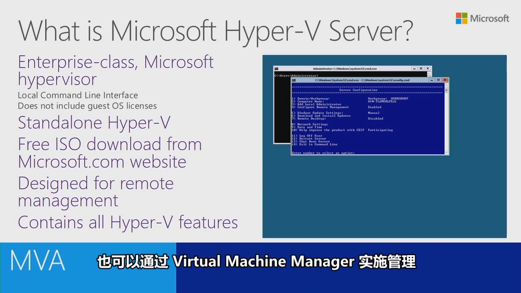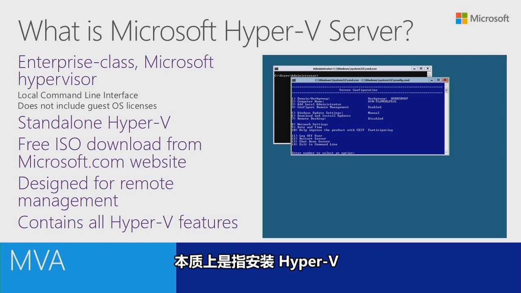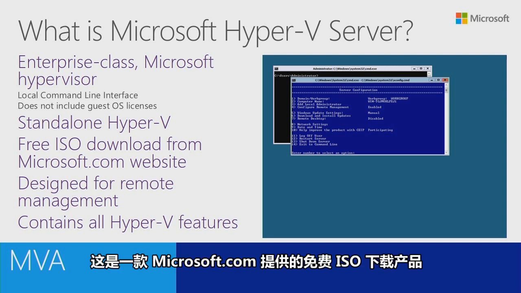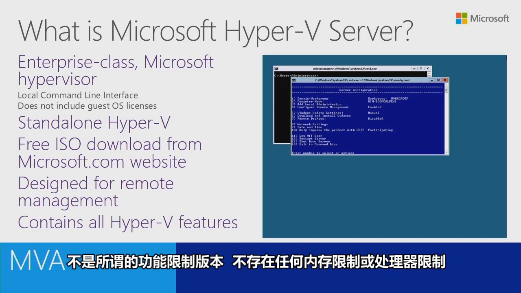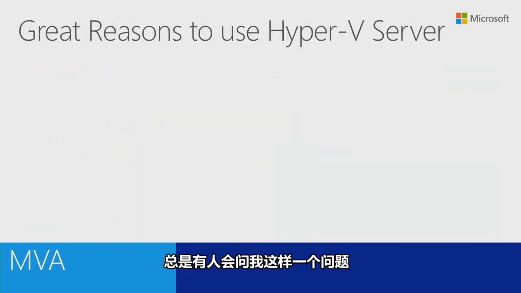I can manage it from Virtual Machine Manager, but that's really the goal. You basically install it, you run it on the machine, and then you manage it remotely. It's a free ISO downloaded from Microsoft.com. It's designed for remote management, and it contains all Hyper-V features. This isn't some feature-limited version. This doesn't have some sort of memory limit or processor limit. Questions I get all the time.